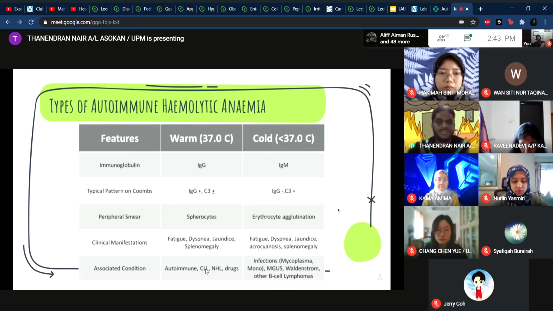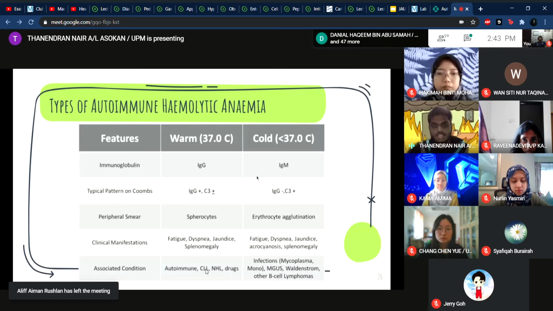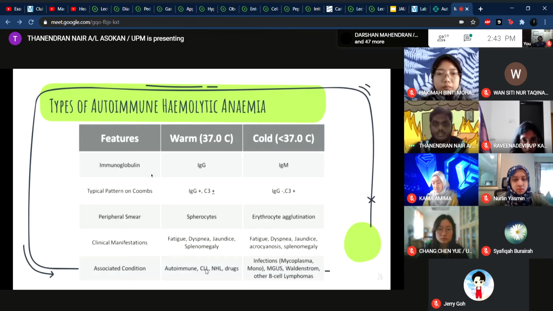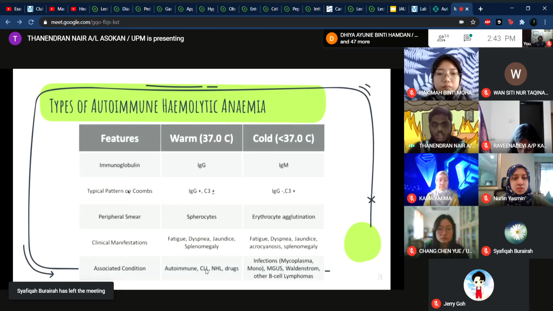Okay. So there are two types of autoimmune hemolytic anemia, being warm autoimmune hemolytic anemia and cold autoimmune hemolytic anemia. Only several small differences here. First, the immunoglobulin present in warm is mainly IgG, while in cold it's IgM. To remember it easily, typical pattern on Coombs, since warm is IgG, you'll see IgG positive. Cold is IgM, so you'll see IgG negative. In peripheral smear, you'll see spherocytes, and meanwhile in cold, you'll see erythrocyte agglutination.